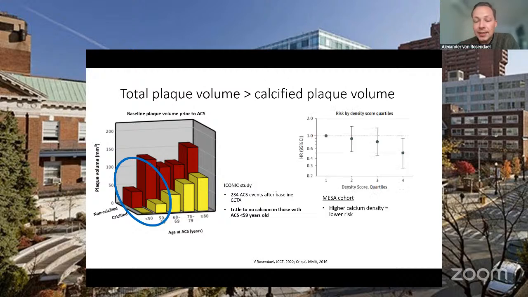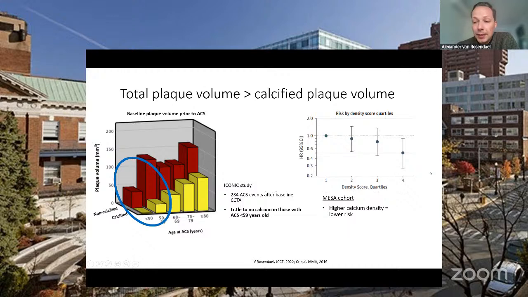And another thing is that calcium score is calculated by the volume multiplied by the density. So it was always assumed that the more dense the calcium, the higher the risk, but it's actually the inverse. The calcium score will go up if your calcium becomes more dense. But in this study from the MESA, you see that here for the density score, actually the higher the density, the lower the risk for events.